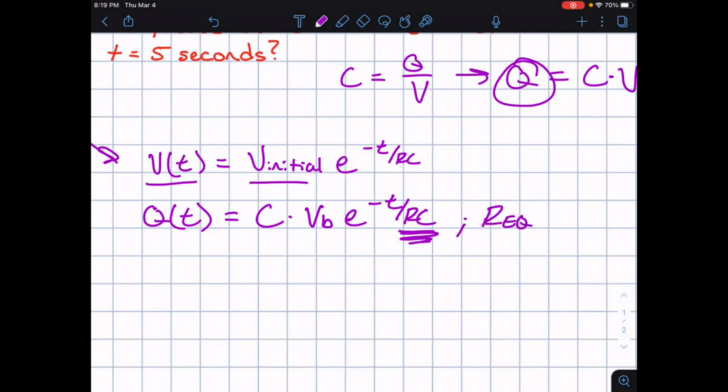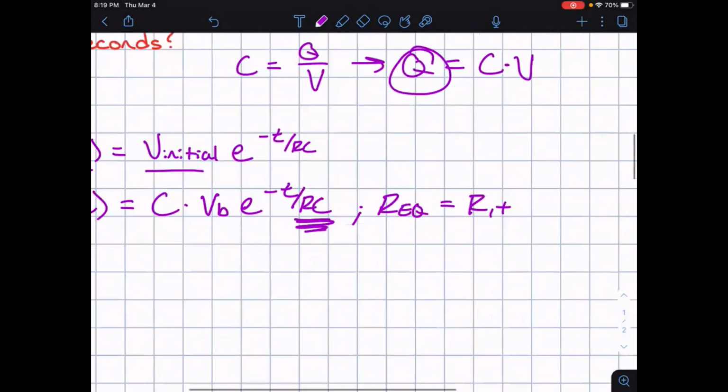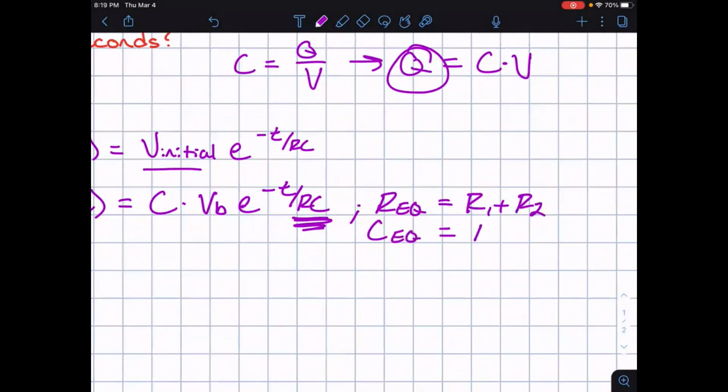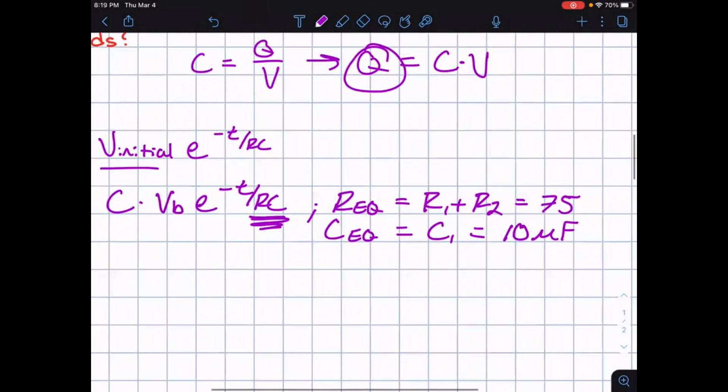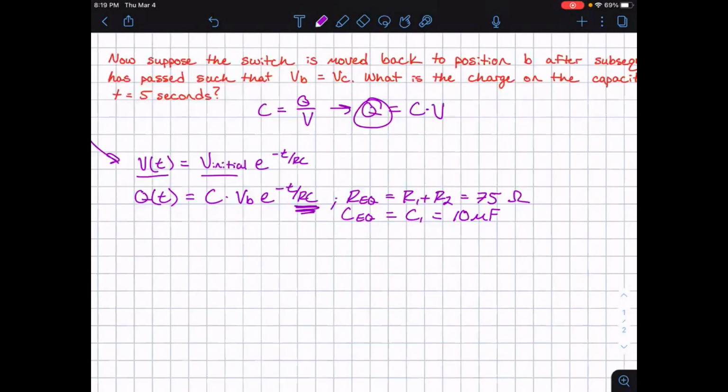So R equivalent is still going to be R1 plus R2. Nothing about that changed. And C equivalent obviously remains the same. It's just that one capacitance value, so it's going to be C1, which is 10 microfarad, and 75 ohms here. Just because my equation changed doesn't mean that the variables in it inherently changed as well. I had to make the charge substitution because that's what the question asked me for, but R and C remain the exact same. It's still equivalent in both cases.